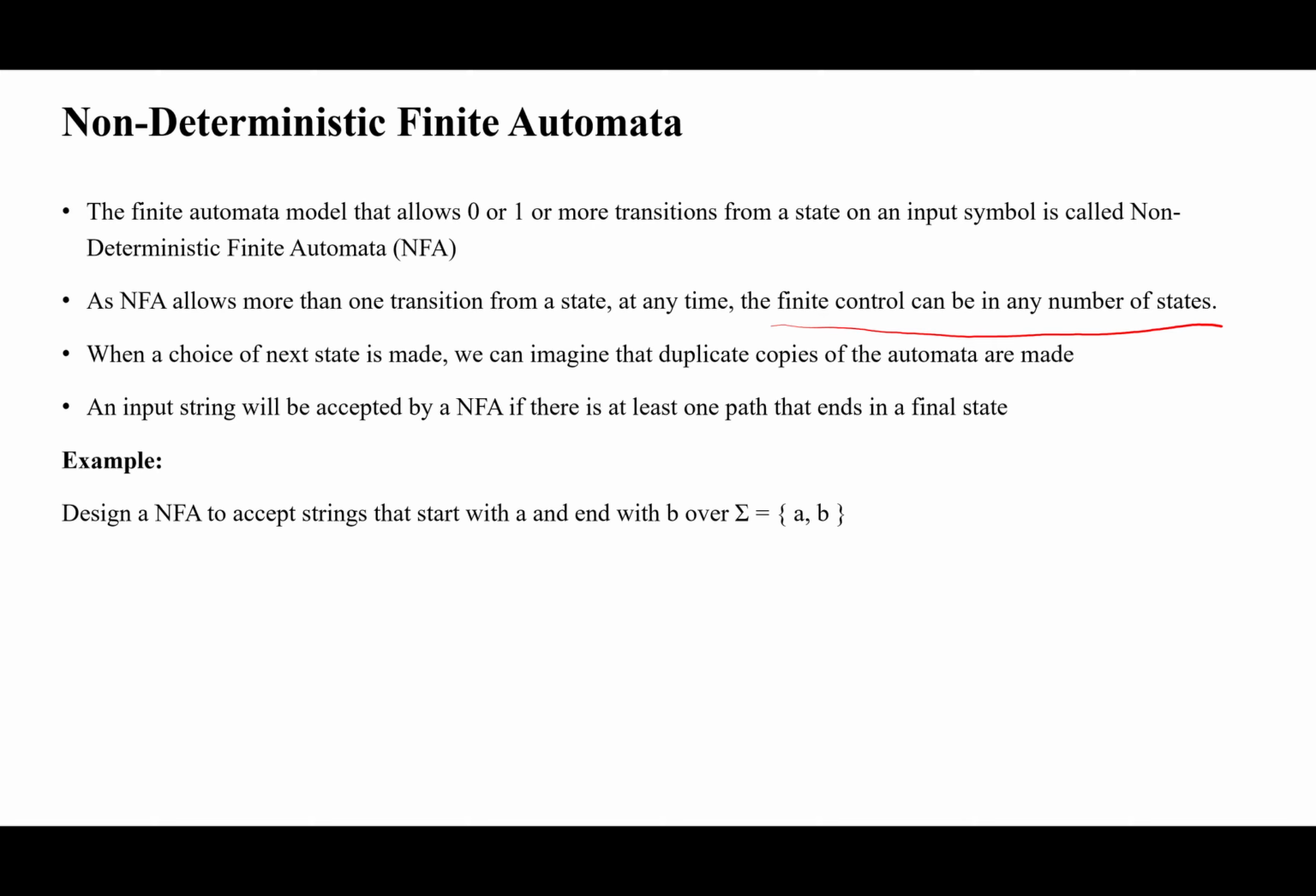Here, design the NFA to accept the strings that start with A and end with B. So what can be the input strings? AB, then AAB, then AAABBB, or ABBB. Okay, so these are the possible input strings here. So how can we draw the state diagram here? First, the transition diagram.